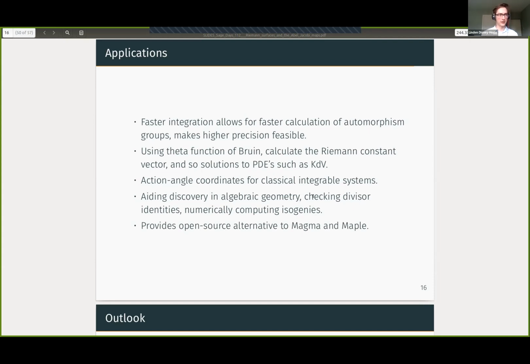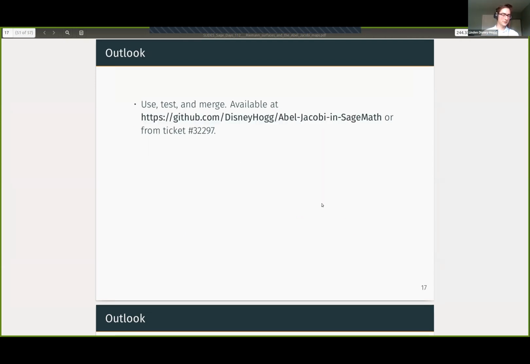And finally I'll say, Maple can do lots of these things. Maple has an implementation of the Abel-Jacobi map. Magma has an implementation of the Abel-Jacobi map, but we want something that's open source and we can get our hands dirty with. So what's the outlook?